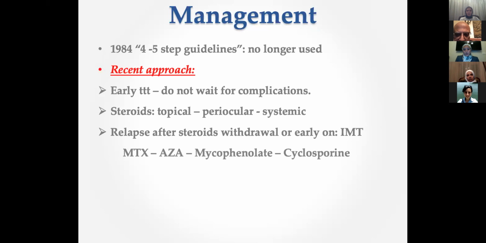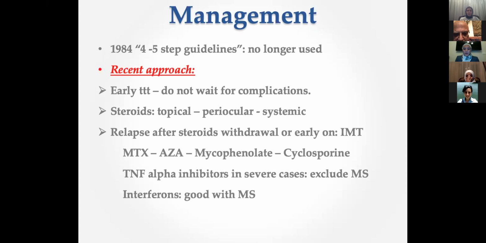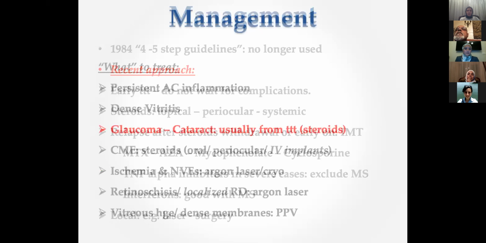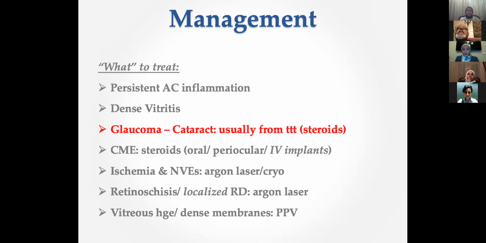The most common drug used is methotrexate, and it brings about good results. If any of these drugs fail, then in the most severe cases we can use the biologics, but after exclusion of MS. Finally, a point worth noting is that the interference improves the severity of the intermediate uveitis in this subset of patients. We also have to keep in mind the role of local therapy, such as argon laser around any localized detachments during vitreous hemorrhage. So it's a matter of what to treat, not just when to treat.